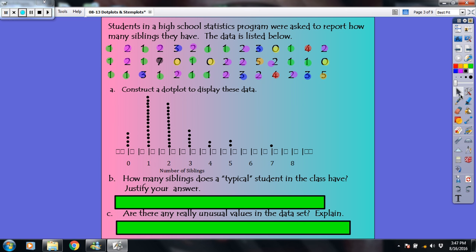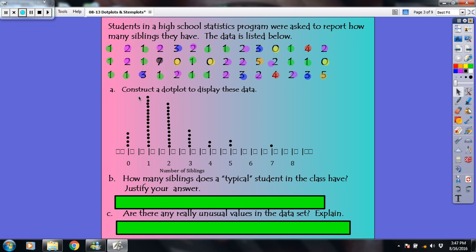Now, we're going to get into later how the shape of this data is and what we can call the shapes, what the shapes mean, the existence of gaps, and things called outliers. But just for now, let's concentrate on looking at where the majority of our data is. So it's asking how many siblings does a typical student in the class have? Justify your answer. Well, a typical student in the class, I'm going to first look at the majority of students.